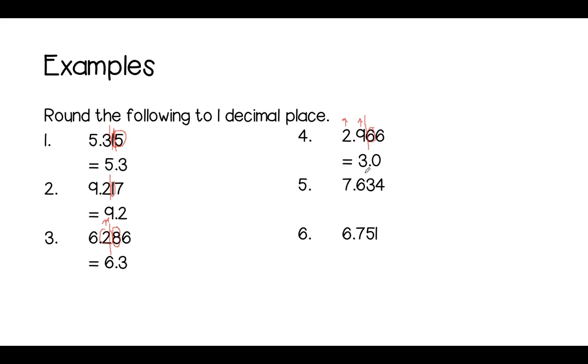So what I want you to do now is pause it, do the last 2 questions and come back. So what you should have is we cut here. We look at the 3, which means it's 4 or below, so the number stays as it is and it becomes 7.6. And the last one we cut, we're looking at a 5, so it's 5 or above, which means we go up to 6.8. Pretty easy.